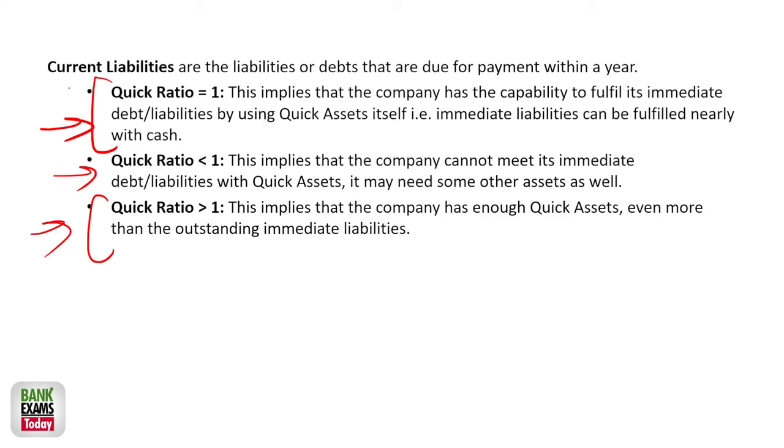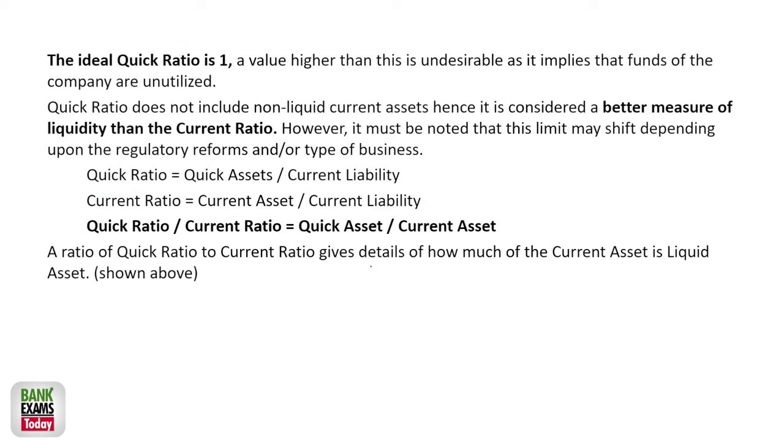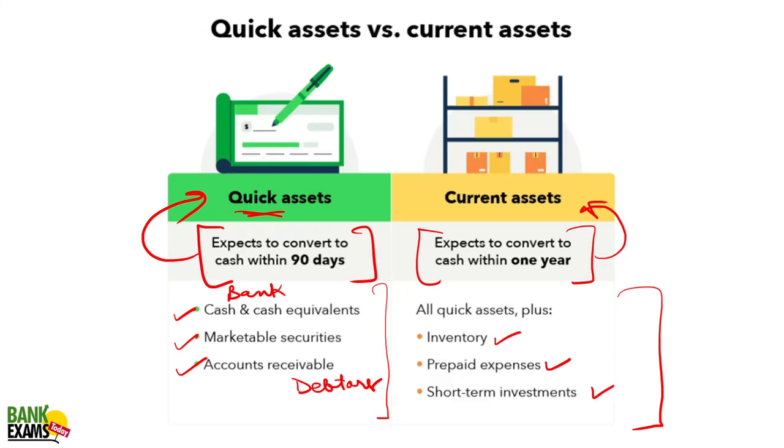So please remember these very important interpretations. The ideal quick ratio is 1. Generally it's 1, and something more than 1, like 1.2, 1.3, is good. So remember this, it is important, that inventory is not part of quick assets. Generally this is what comes in the exam. Okay, so let's move forward.